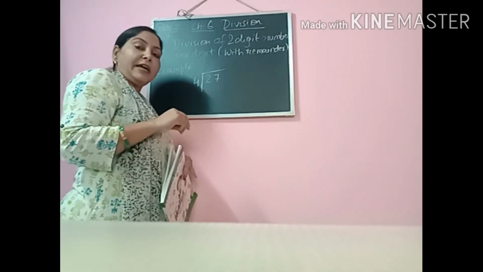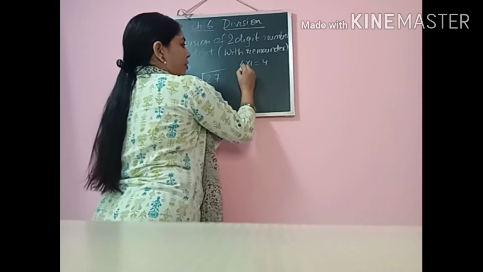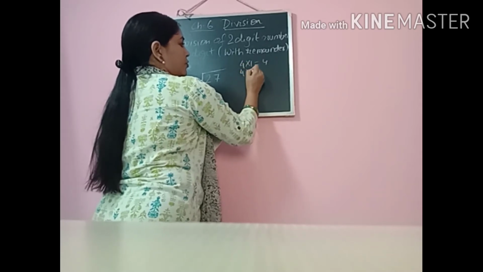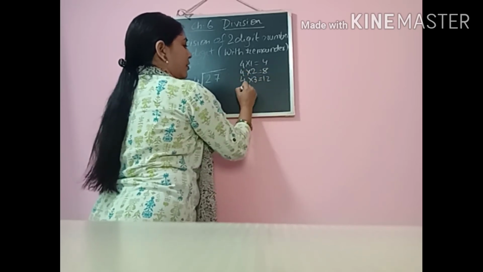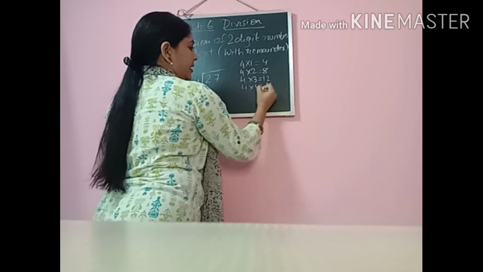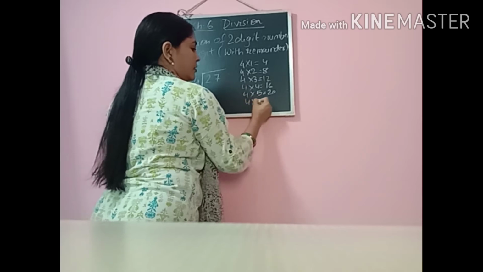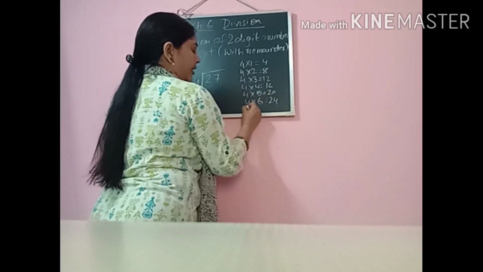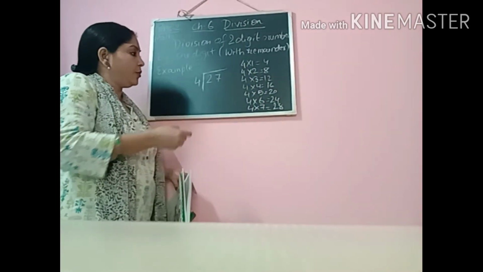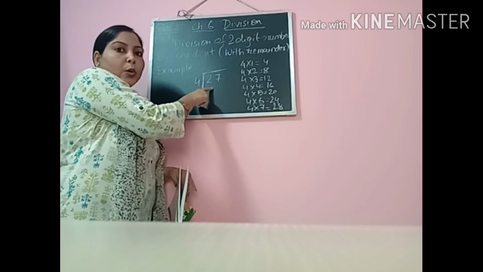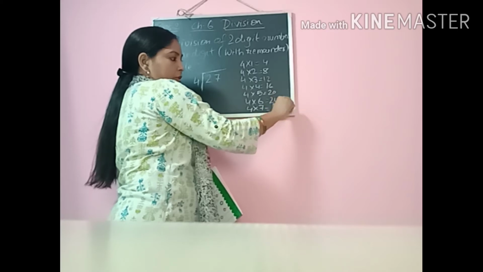Now we will have to read the table of 4. Let's do that. 4 1s are 4, 4 2s are 8, 4 3s are 12, 4 4s are 16, 4 5s are 20, 4 6s are 24 and 4 7s are 28. Now what we have to do, we have to find a closer number to this. Now you see here, these are the closer numbers.